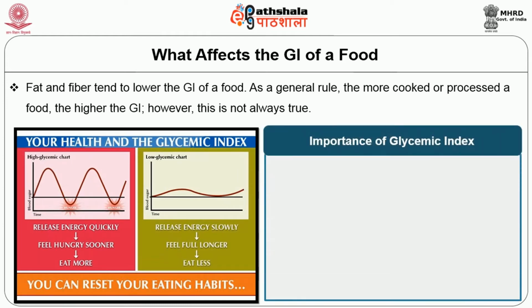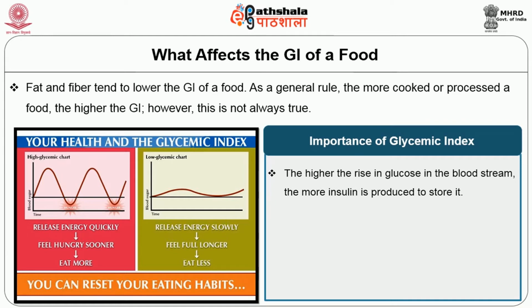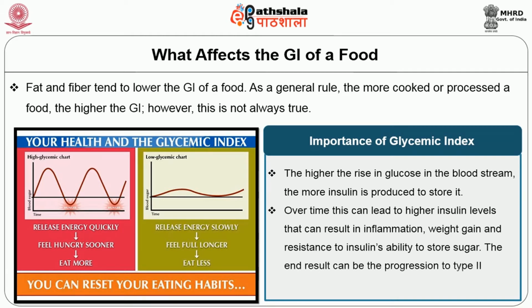And now when we see what is the importance of this glycemic index, the higher the rise in the glucose levels in the bloodstream, the more insulin is produced to store it. Over time, this can lead to higher insulin levels that can result in inflammation, weight gain and resistance to insulin's ability to store more sugar in the bloodstream. The end result is that it may progress into type 2 diabetes mellitus.